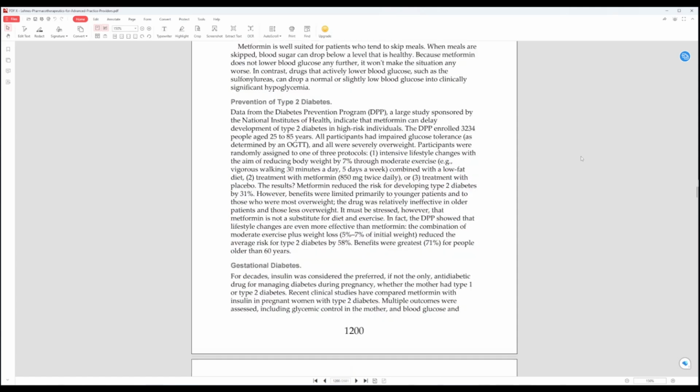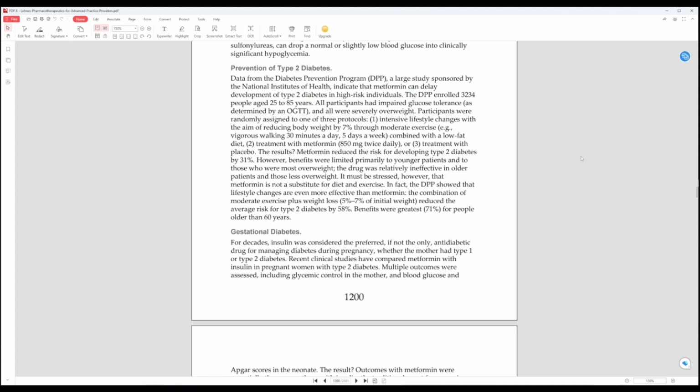So, for the prevention of type 2 diabetes, data from the Diabetes Prevention Program, or DPP, a large study sponsored by the National Institutes of Health, indicates that metformin can delay development of type 2 diabetes in high-risk individuals. The DPP enrolled 3,234 people aged between 25 and 85. All participants had impaired glucose tolerance, and all were severely overweight.